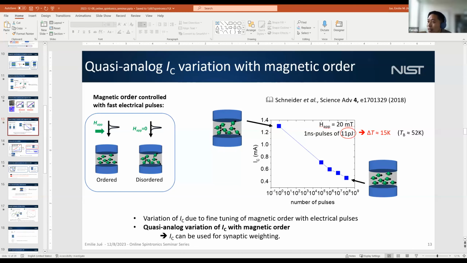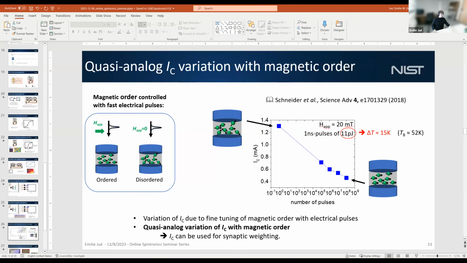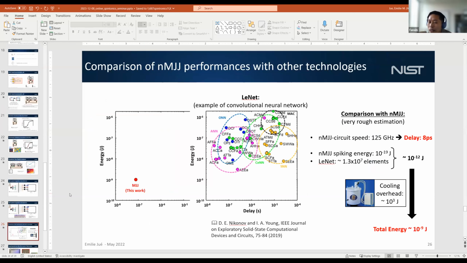I have one more question I want to ask. I think it's on slide 26. You have an estimation of the overhead of the energy cost from the cooling system. It says 1,000 joule there, but how did you do the scaling to get the total energy to be 10 to the minus 9 joule?